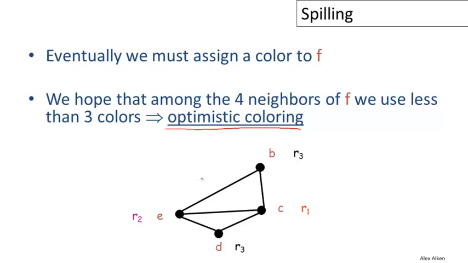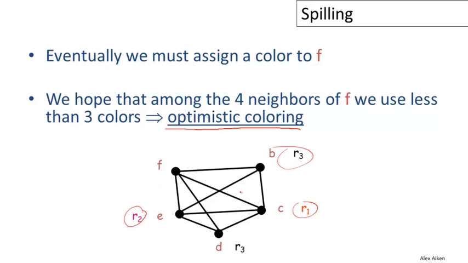So in this case, let's take a look at what happens. We're going to add F back into the graph and look at its neighbors, and we see that we have a neighbor that's using R1, a neighbor that's using R2, and a neighbor that's using R3. And so in this case, optimistic coloring will not work. F had more than k neighbors, and after we color the subgraph, it turns out that those neighbors are using all k, in this case 3, of the register names. And so there is no register left over for F, and we're going to have to actually spill it and store it in memory.